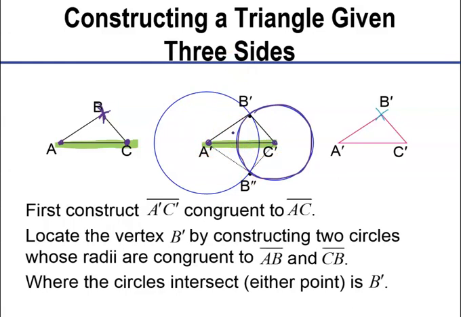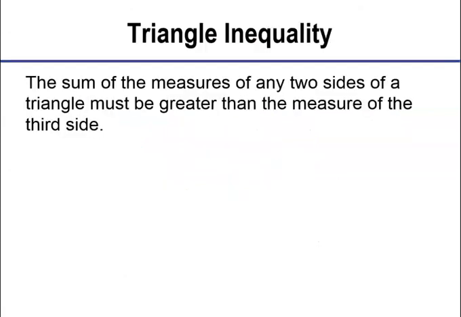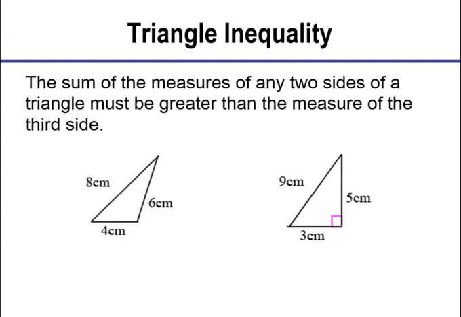Really neat construction. Now, it's very important to know the triangle inequality, because it helps to know if a triangle could even exist. It says the sum of the measures of any 2 sides of a triangle must be greater than the measure of the third side. What does that mean? Let's look at some examples.